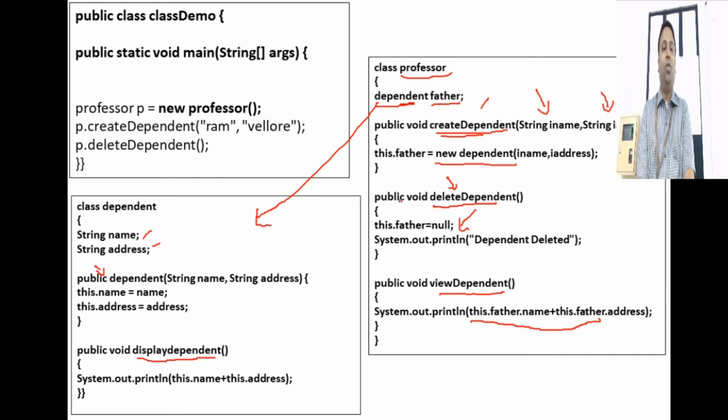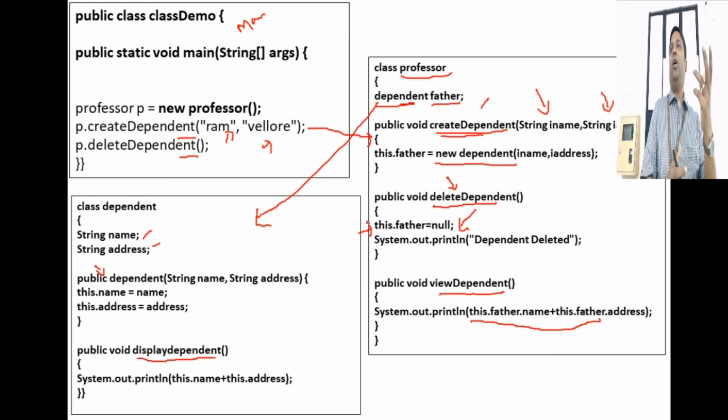Okay. So in the main class, what I'm trying to do here is I'm just calling create dependent, pass name and address for the dependent. So what this one does, it just transfers the call here, creates this new object for father. Next I'm saying delete dependent. What delete dependent does, it sets the reference to null. So it means we are terminating the object created for the dependent.